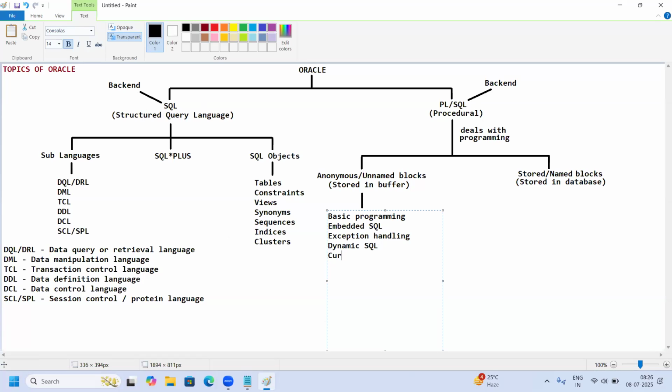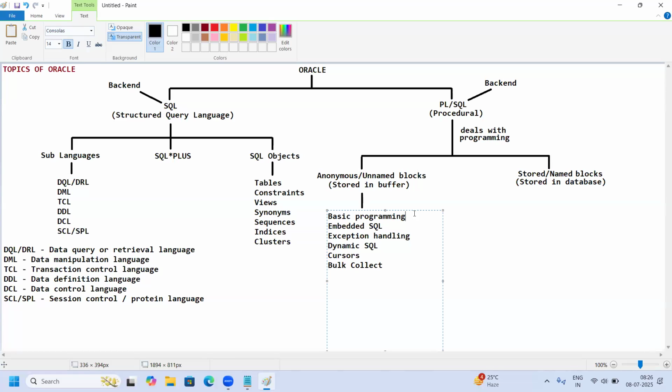Then we'll study about cursors. Then we'll study about bulk collect. In basic programming we will study all those things. Basic programming includes input output statements. The things you generally find in programming languages will be available here: input output statements, operators, control statements.